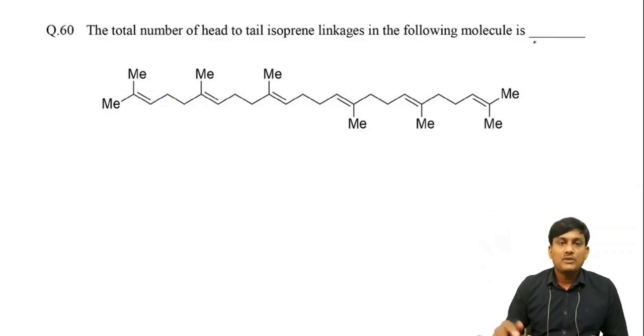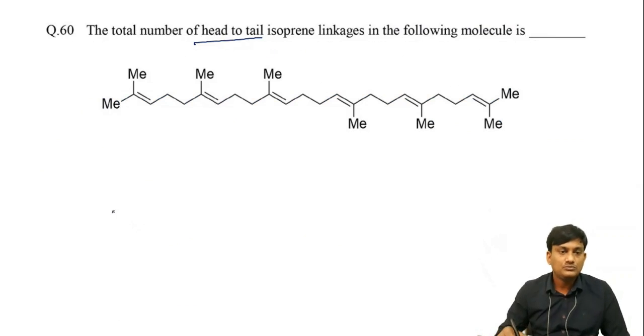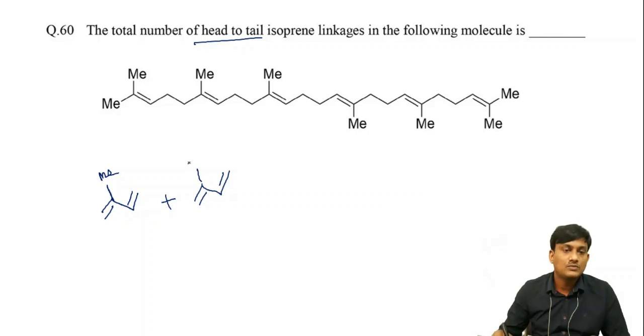The total number of head-to-tail isoprene linkages in the following molecules. Head-to-tail. You know the isoprene unit. These are isoprene units, 2-methyl 1,3-butadiene. Suppose if you take another isoprene unit, this one, 2-methyl 1,3-butadiene. Here electrons move like this.